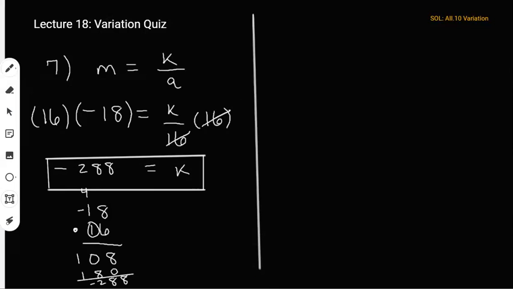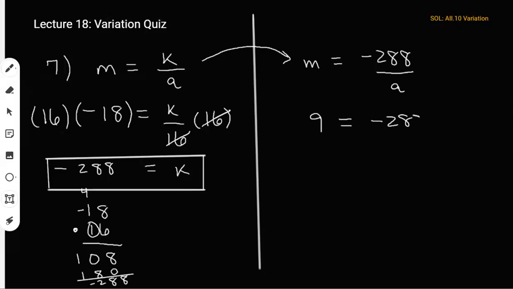On the other side, I'm going to rewrite this equation. So negative 288 is at the top, and the a is still at the bottom. So the only thing I changed was my k value. So then it tells me that m equals 9. So I'm going to let m be 9. Negative 288 divided by a equals 9. So that means that a has to be a negative number for this to work.